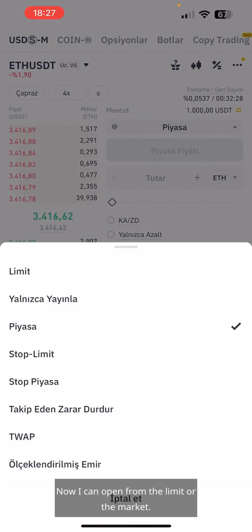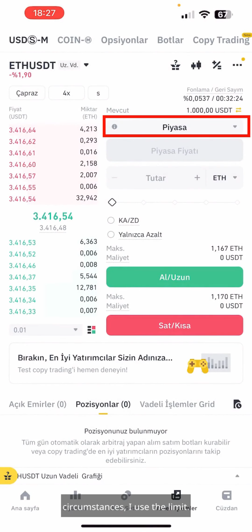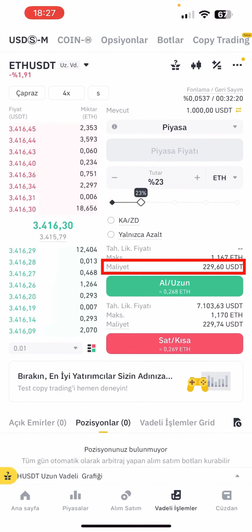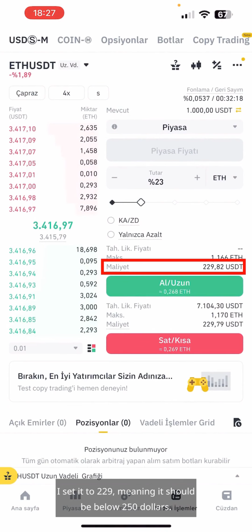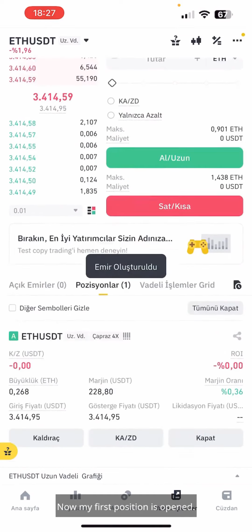Now, I can open from the limit or the market. I am opening from the market for speed, but under normal circumstances, I use the limit. My order entries? Look, my cost is shown below. I set it to $229, meaning it should be below $250. And then I pressed buy long. Now my first position is opened.